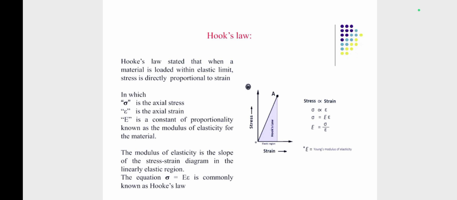In order to remove the proportionality sign, we have to add a proportionality constant. Capital E is the proportionality constant and capital E is equal to sigma upon epsilon, where sigma is the stress and epsilon is the strain. The modulus of elasticity is the slope of the stress strain diagram in the linearly elastic region. So the portion OA represents Hooke's law, and the equation for Hooke's law is sigma is equal to E into epsilon.